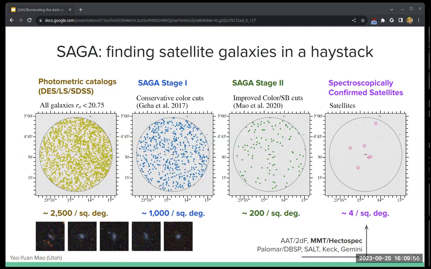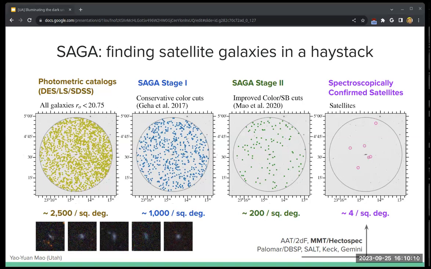And then we start to incorporate other things like the size of the galaxy and other information, and improve that to a smaller candidate list. But to that degree, we really cannot reduce it more. And then we really need follow-up with spectroscopic measurement in order to find the actual satellites.